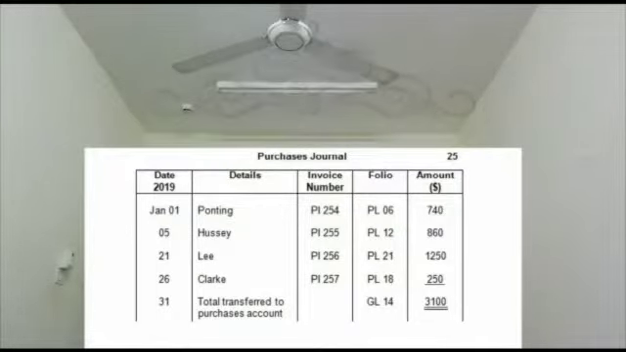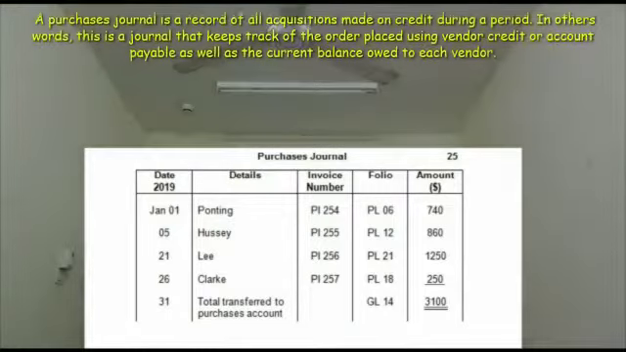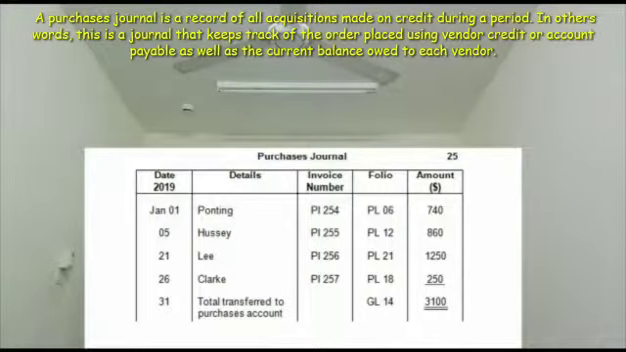We will continue with journal number 2, which is purchases journal. A purchases journal is a record of all acquisitions made on credit during a period. In other words, this is a journal that keeps track of the purchases using vendor credit or accounts payable, as well as the current balance owed to each vendor.